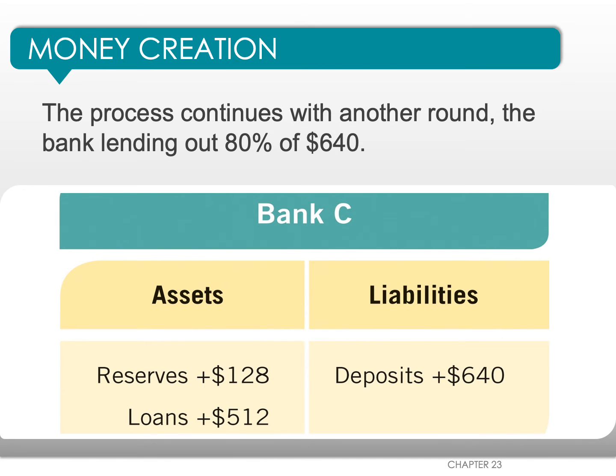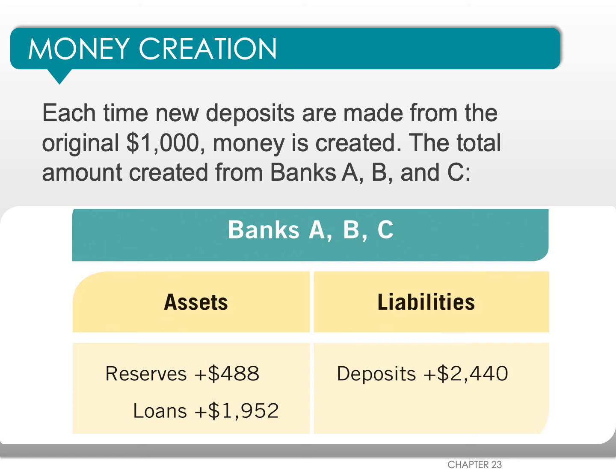This process would continue with another round to Bank C. Bank C then gets a deposit of $640 and keeps reserves of 20%, which is $128, and then makes loans of $512. So each time new deposits are made from the original $1,000, money is actually created in terms of deposits.